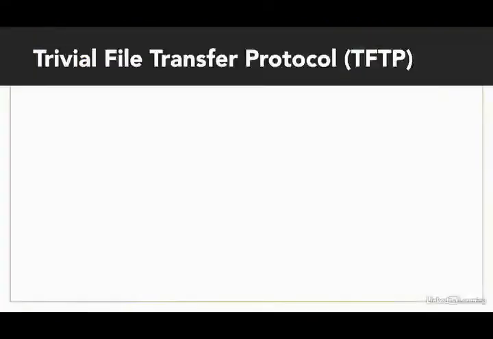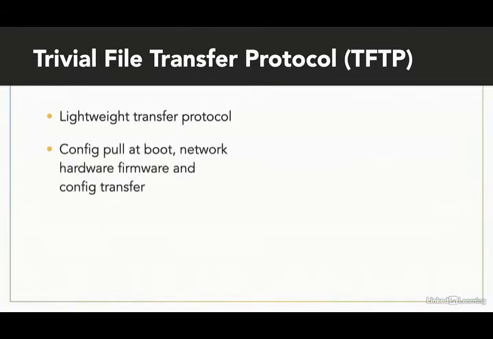Trivial File Transport Protocol, or TFTP, is a light transfer protocol. Its nature is perfect for devices that pull their configuration on boot or as a service for network hardware to transfer firmware and configurations. It's used by IP phones, routers, switches, and many smaller devices attached to networks. TFTP utilizes UDP port 69, so it is a connectionless service.